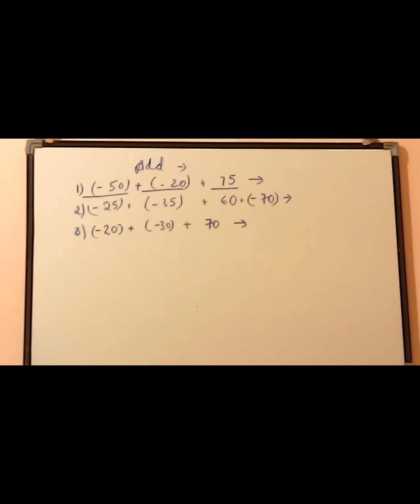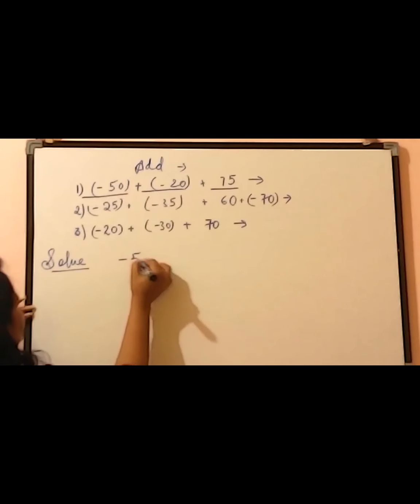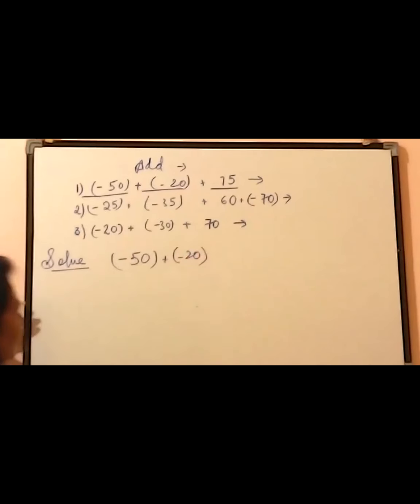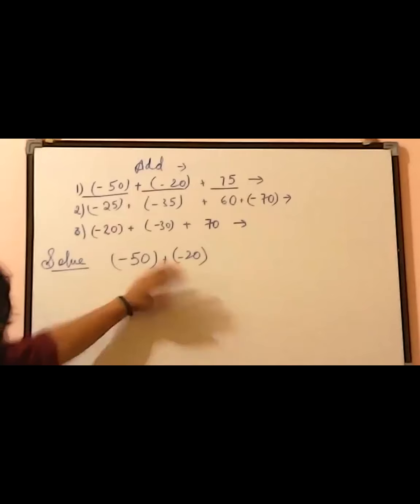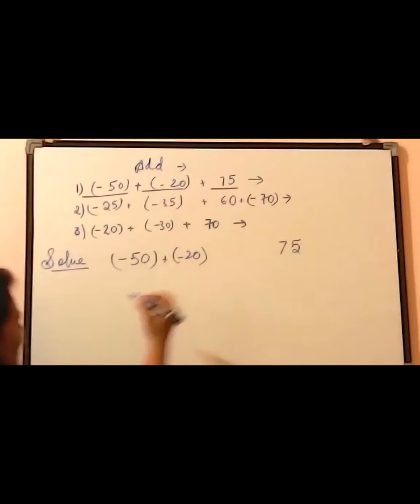For example, suppose the question is like this. So how will we solve first one? -50 and -20 both are with same sign. So we will keep it here. And another one is 75, that is positive one. So we will keep it separate.